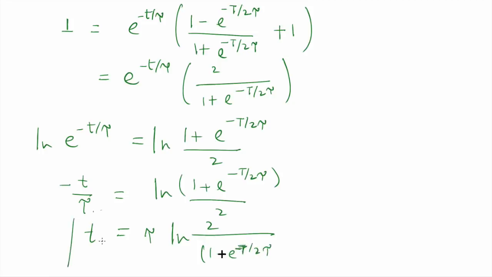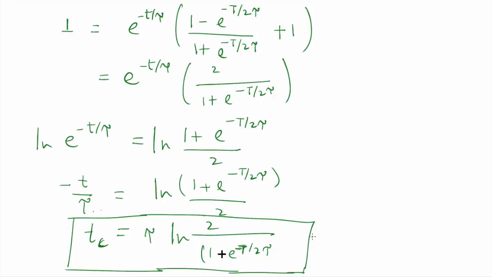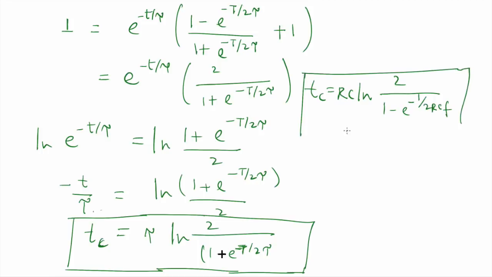Okay, so finally this is my circuit turn-off time Tc, which is given as tau into ln of 2 by 1 minus e to the power minus t by 2 tau. So replace tau with RC, so Tc will come out to be RC ln 2 upon 1 minus e to the power, replace the time period by 1 upon f, so it will be minus 1 upon 2 RC f. So we know the frequency, we know the value of R as well as C, we can easily find the circuit turn-off time: Tc is equal to RC ln 2 by 1 minus e to the power minus 1 upon 2 RC f.